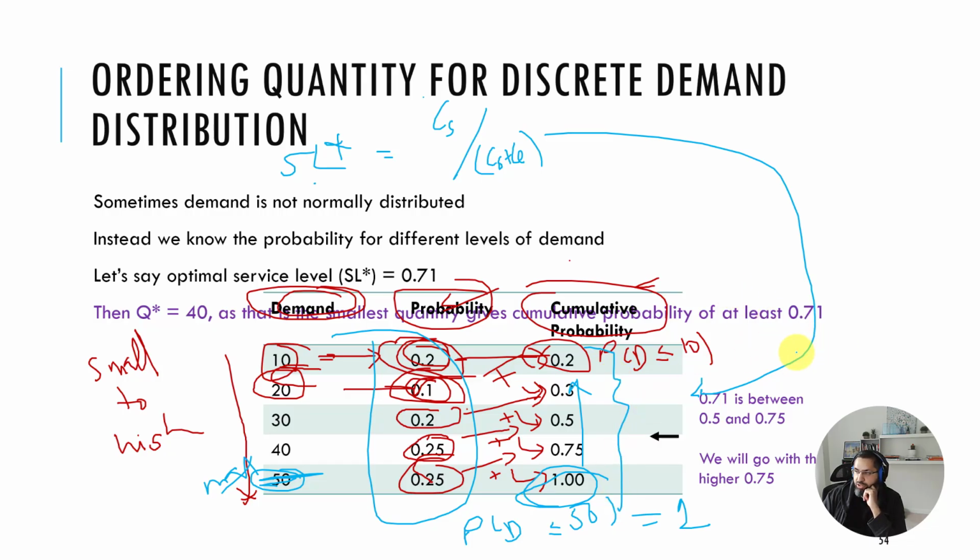Let's say your optimal service level was 0.71. Now we have 0.5 and then 0.75. So 0.71 falls between these two values, so you just use the higher value. So we'll go with 0.75, and then the quantity to order is going to be 40, because 40 corresponds to 0.75.